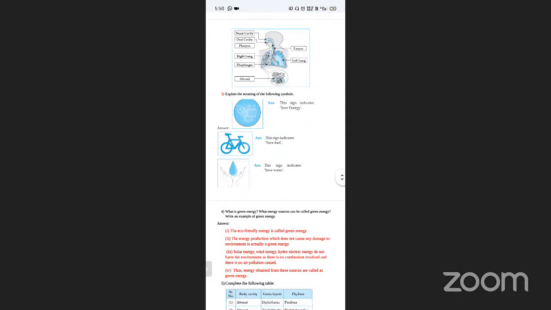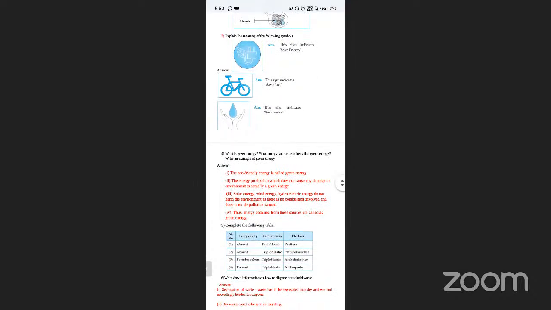Then the third question is explain the meaning of the following symbols. Very important and very likely question. The first symbol indicates save energy, right? The second symbol indicates save fuel. And the third symbol indicates save water. Save energy, save fuel, and save water. These are the very important 3 symbols. Each one is for 1 mark. So you need to write the proper indication of what it indicates. This sign indicates save energy, this sign indicates save fuel, this sign indicates save water. You need to write it very properly.